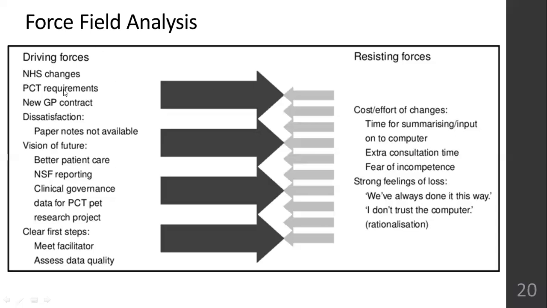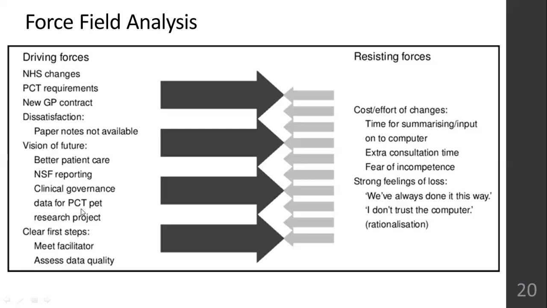So you list it out. You make two columns, you list it out. You take a voting, who is interested, who is not interested. Everyone who is interested will give you the reasons why they are interested. All those things will come under the driving forces. You can see here better patient care, reporting, clinical governance, research, assessing the data quality. All these things are reasons why your workers may be supporting a new decision.